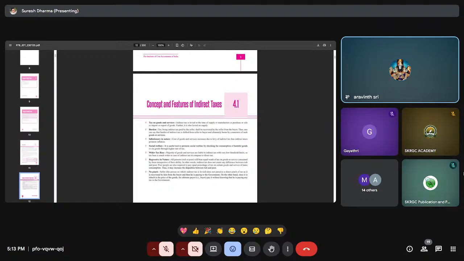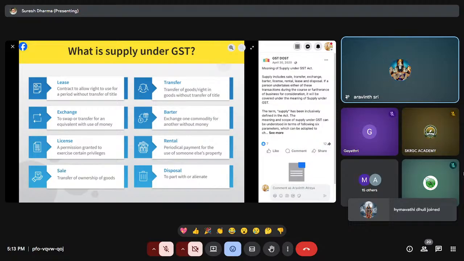See here, one minute. Supply. What is supply under GST? We clearly see lease. We all know about a lease contract: it allows the right to use for a period without transfer of title. So here there is no transfer of title. Only the property is used by the person under the contract.